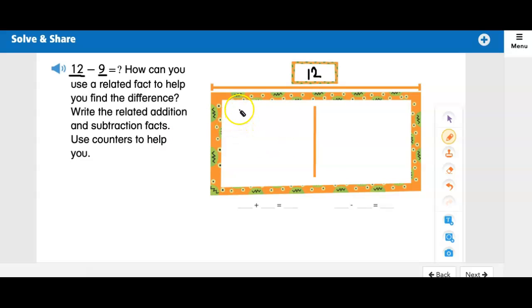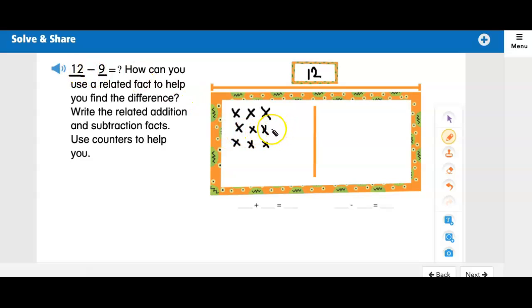With your pencil, you can either make X's or circles or dots. So I'm going to use X's. So I'm going to put 9 in this part. So I'm going to make 1, 2, 3, 4, 5, 6, 7, 8, 9. Awesome. So we've got our whole from our equation and we have 1 part.